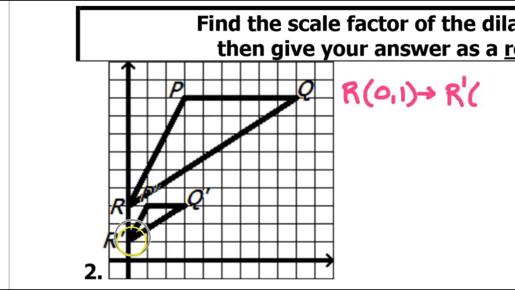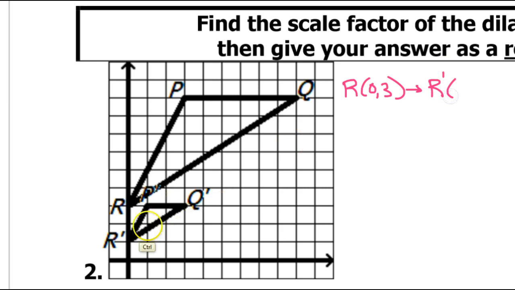which is, wait, you know what? That's actually the prime. Let me redo that. Okay, we start off with point R, which is 0, 3. All right, so point R is 0, 3. And then we end up with R prime, which is 0, 1.